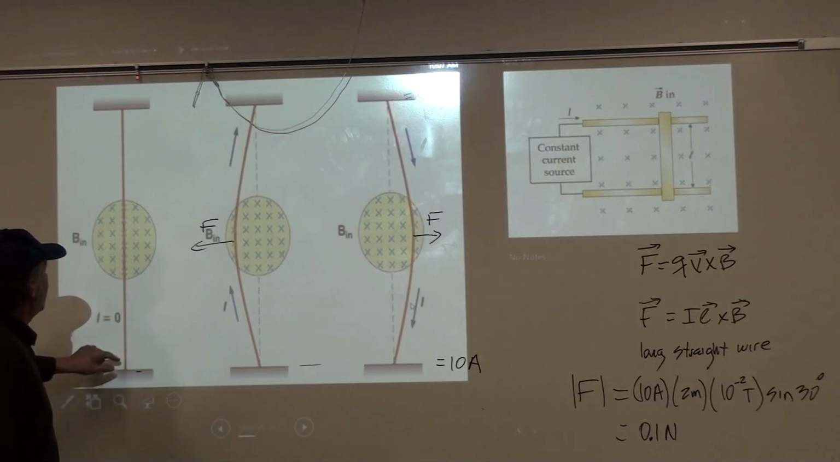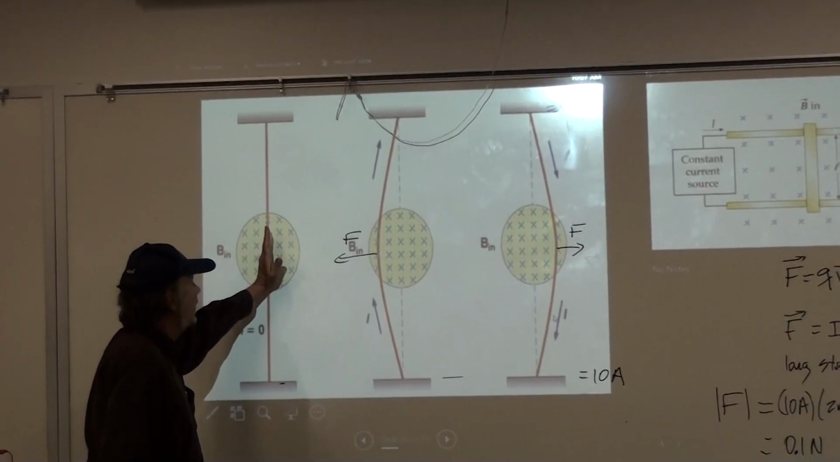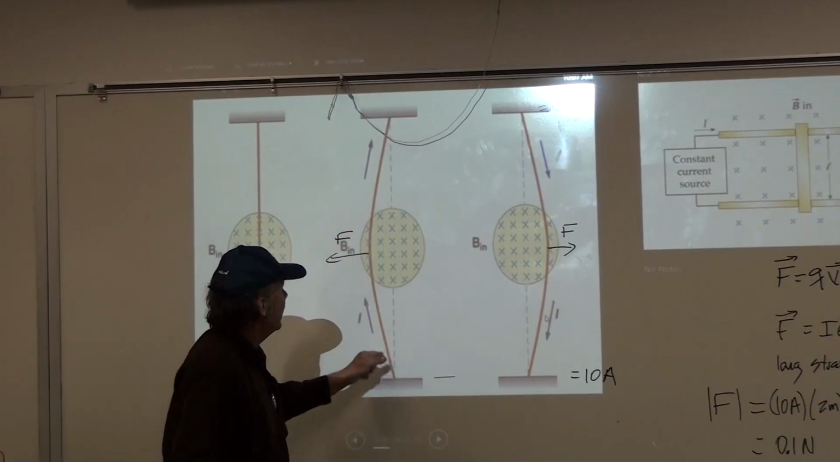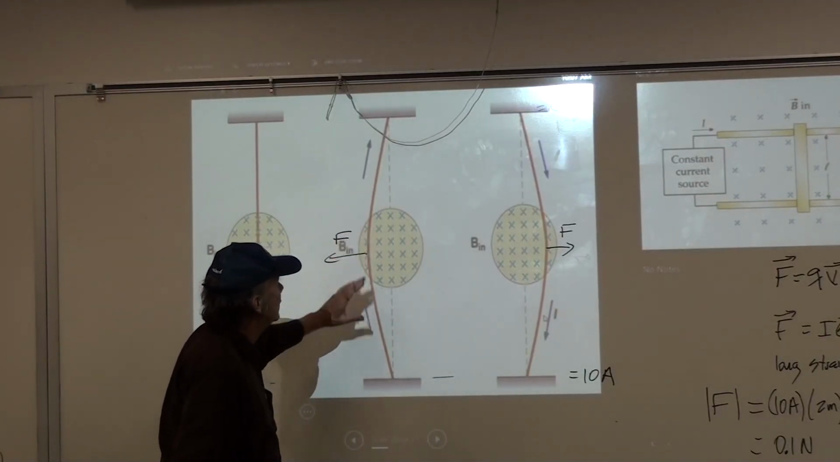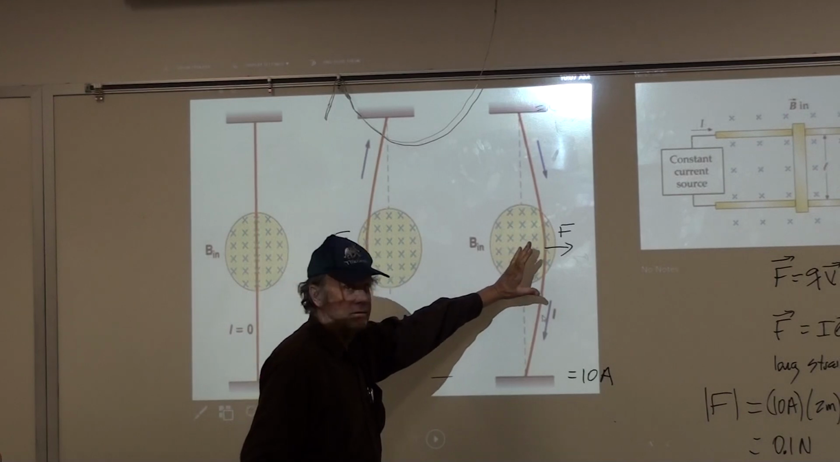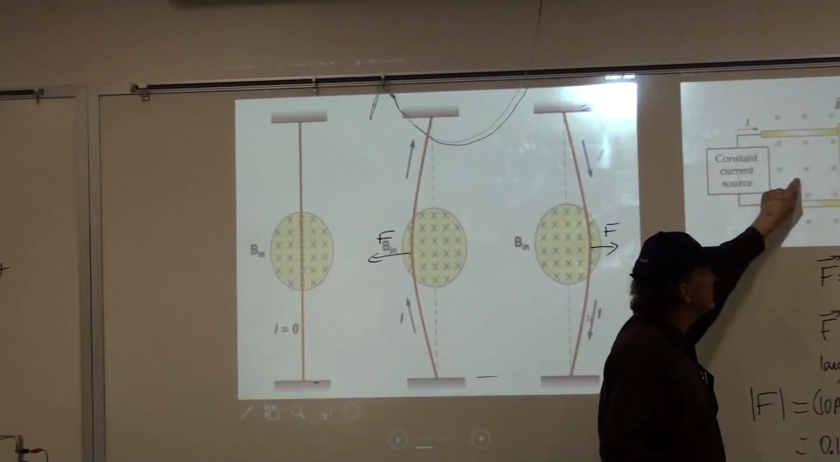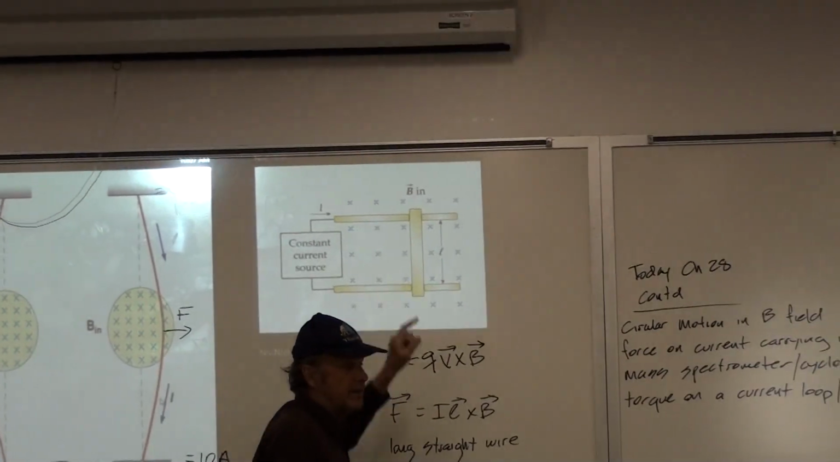Now, if the wire is strong enough to handle that force, then the wire won't deform. But if the wire is free to deform, it will push out either to the left or to the right, like that. We already looked at this example last time. That was the rail gun.